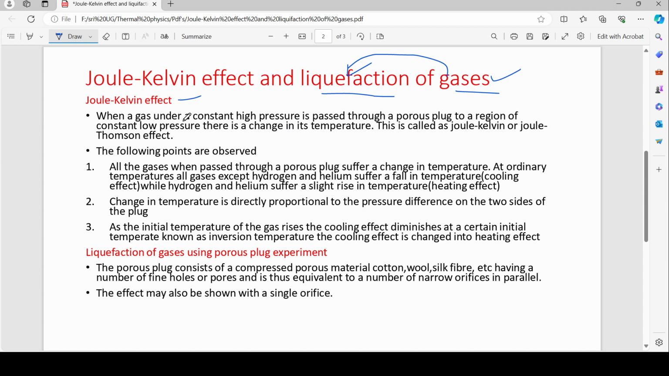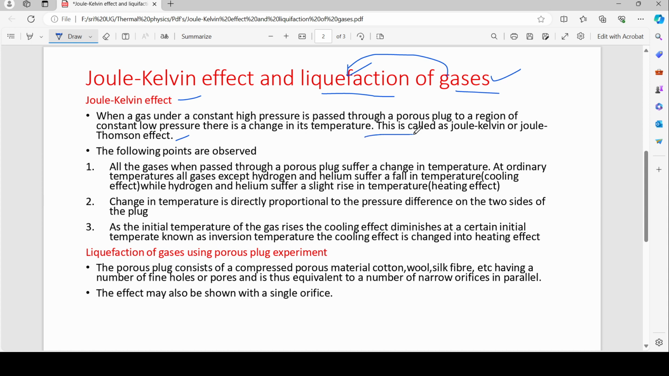When a gas under a constant high pressure is passed through a porous plug to a region of constant low pressure, there is a change in its temperature. This is called the Joule-Kelvin or Joule-Thomson effect. See here, when a gas is under a constant high pressure.